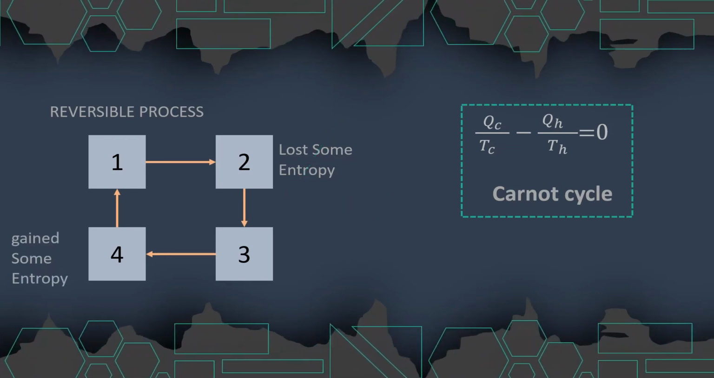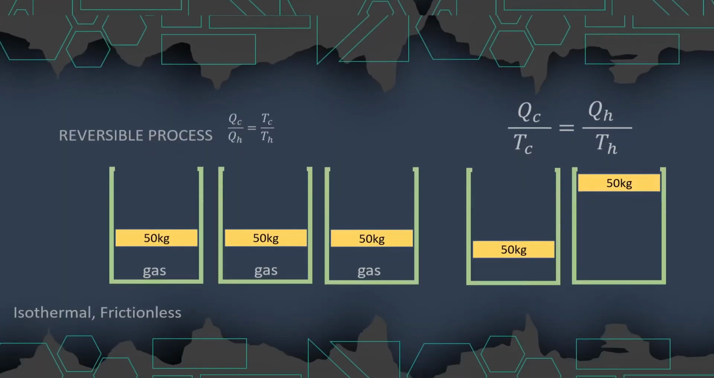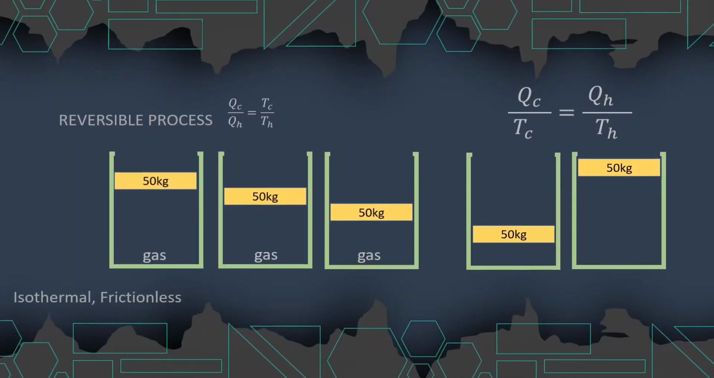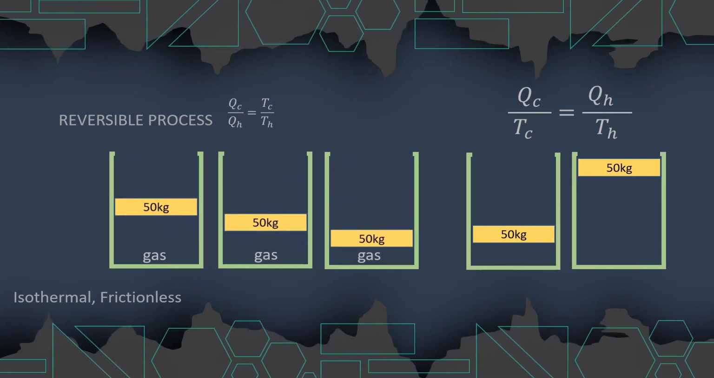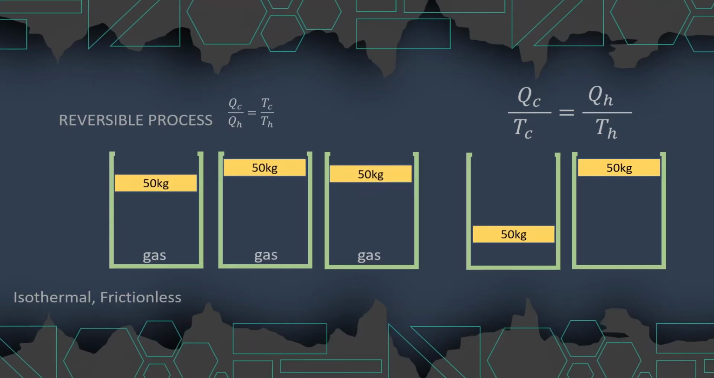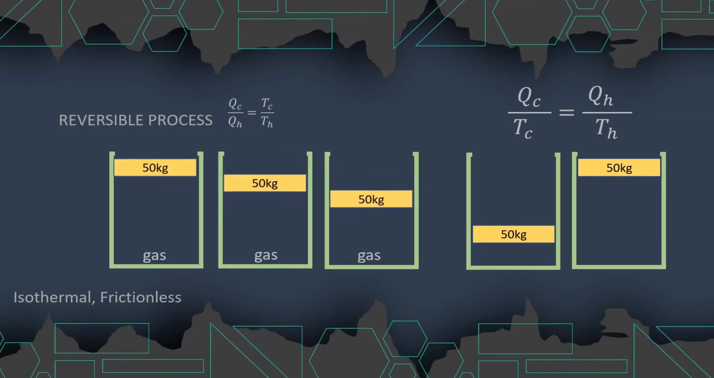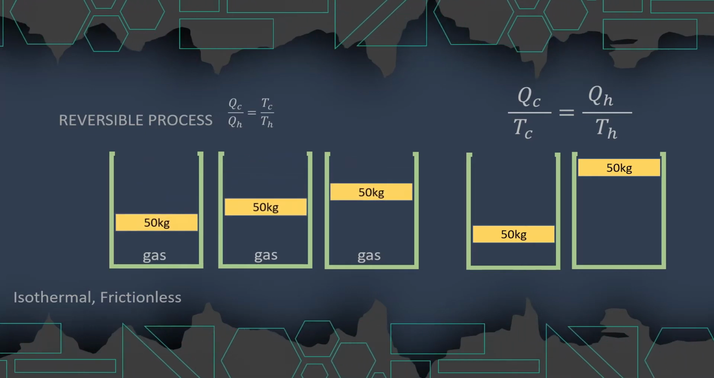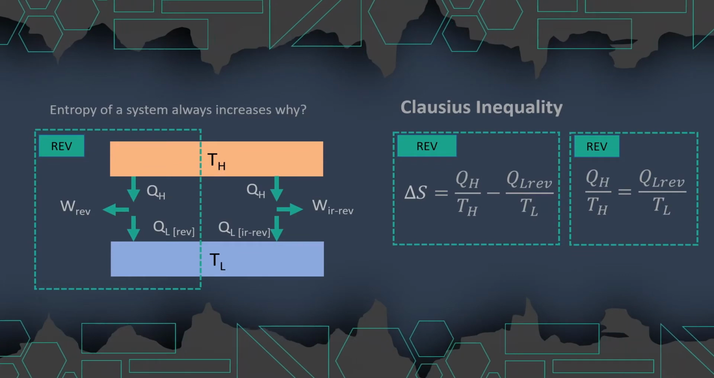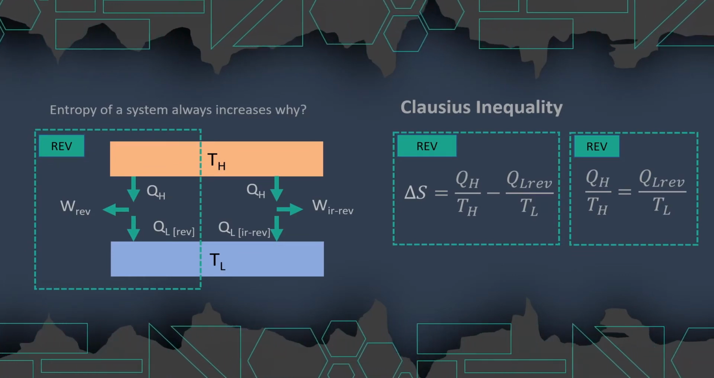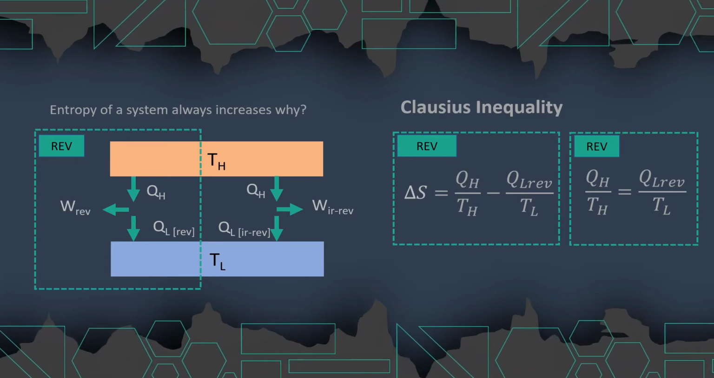No process in nature is completely reversible. There is always an increase in entropy, but theoretically an isothermal, frictionless, oscillating compression and expansion of gas is a reversible process. It is one example of a reversible process. Most of us say the entropy of a system always increases. Why? In order to answer this question, we must know what Clausius inequality is.